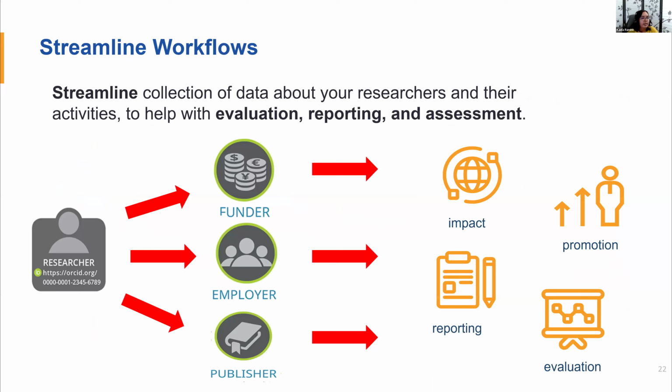Next slide. So now let's go over how an ORCID ID can also streamline the collection of data for certain workflows. This is useful for organizations to help with evaluation, reporting, and assessment. So all organizations in the research ecosystem can benefit from ORCID. If an organization collects the researcher's ORCID ID, they can use that ID to assess impact, help with research reporting, evaluate a researcher's work, and help with determining promotion and advancement.